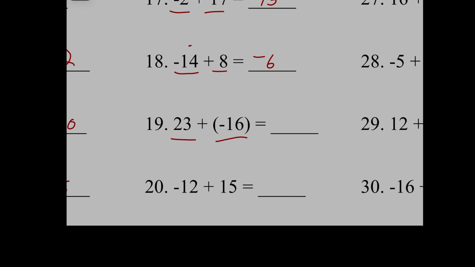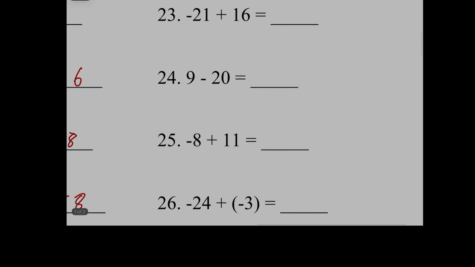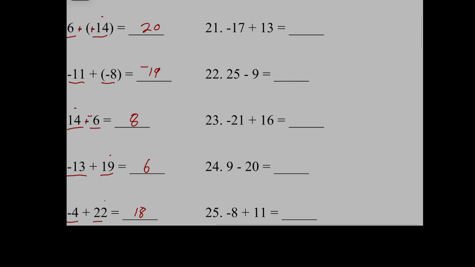Look, another addition one. Signs are different. Subtract, keep the sign of the bigger number. Number 20, addition problem, so I do the rules. Subtract, keep the sign of the bigger number. Yay. All right, let's go here on number 21. Signs are different, so I'm going to subtract and keep the sign of the bigger number. Number 22, add a line, change a sign. Signs are different. I'm going to subtract, keep the sign of the bigger number.